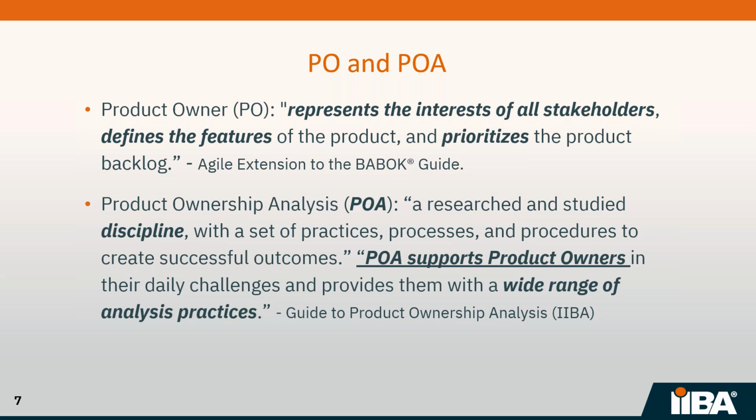So here I have just a definition of what a product owner is, and you can find many different definitions depending on where you go. This one comes from the Agile extension to the BABOK. And we have this role described as representing the interests of all stakeholders in the product, that the product owner is responsible for defining the features of the product. What will the product actually be? What will it do? And to prioritize the backlog. When you get down to it, it's really very much about making sure that what you're building is the right thing and that it represents what stakeholders really need from the product.